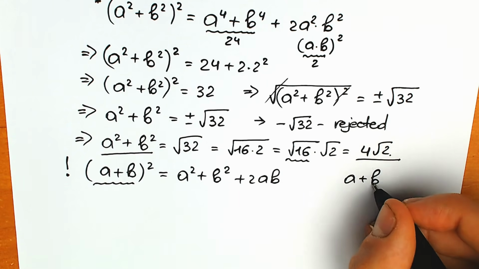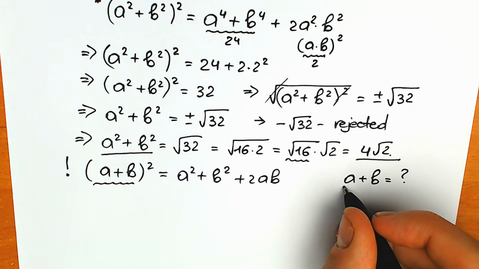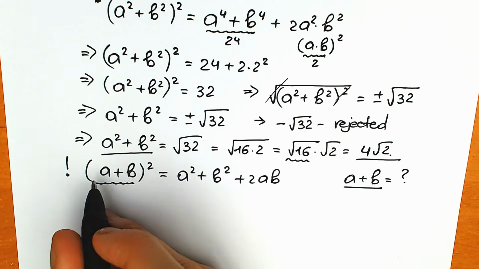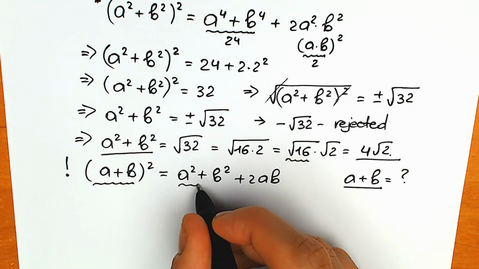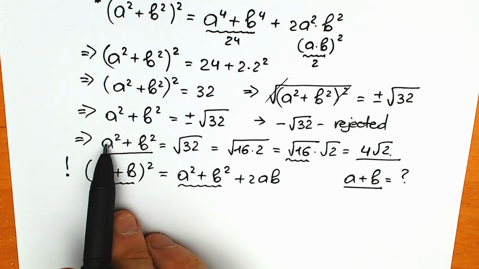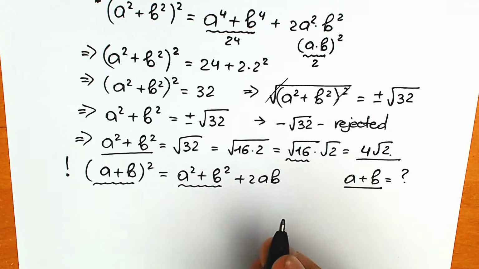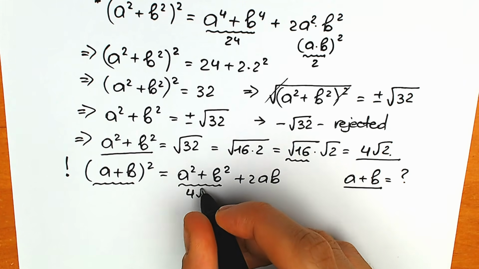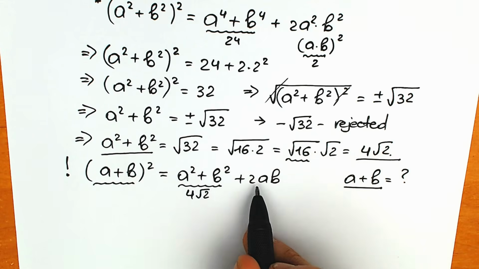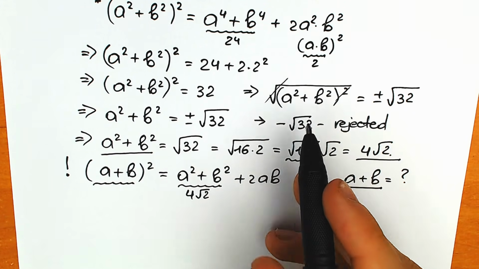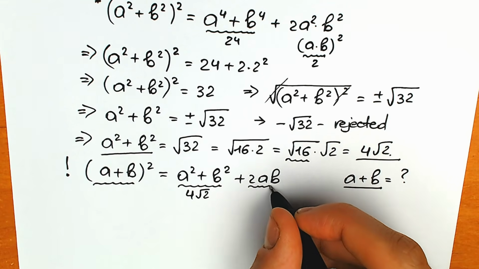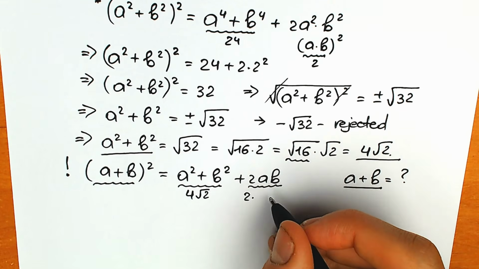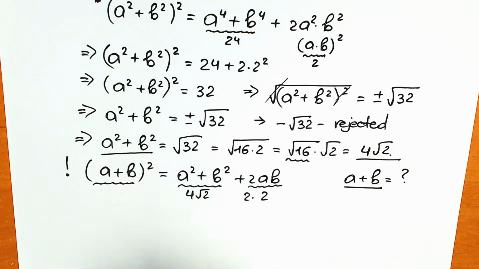So a plus b, we don't know about it, and we need to solve for this sum, a plus b. We know a square plus b square, we evaluated it before. A square plus b square is 4 square root of 2, and ab is equal to 2 from the beginning. We already used it 3 times, so we have 2 times ab equal to 2. Okay, so let's write everything.